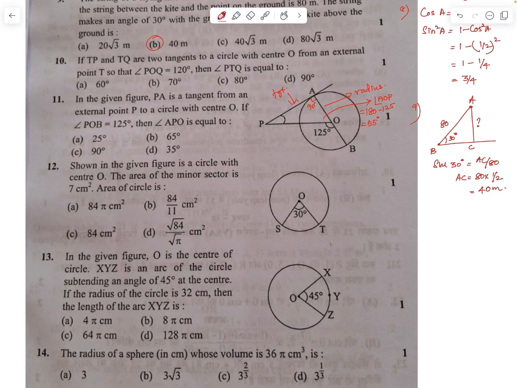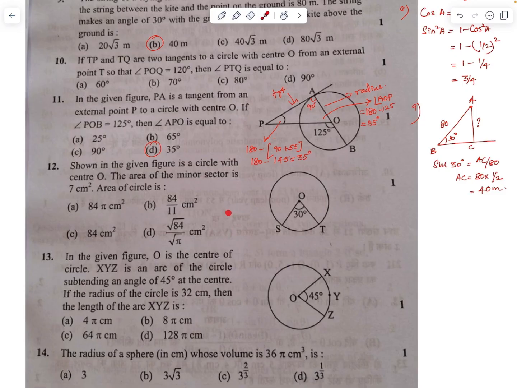So now in triangle APO, we have two angles. One is 90, other one is 55. So angle APO is 180 minus the sum of these two, 35 degrees. The answer is option D.